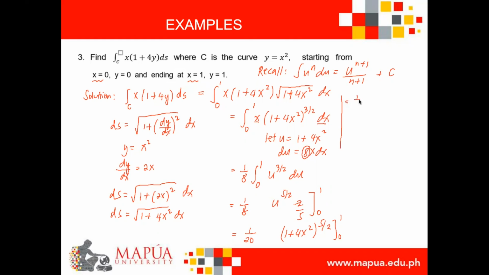so this is 1 over 20. Then you have applying the limit first, which is the upper limit to our variable x. That will be 1 plus 4 times 1 quantity squared. That will give you 5. 5 raised to 5/2. Then if I'm going to apply the lower limit, which is 0, we have here now 1 plus 4 times 0 is 1, raised to 5 halves is 1.